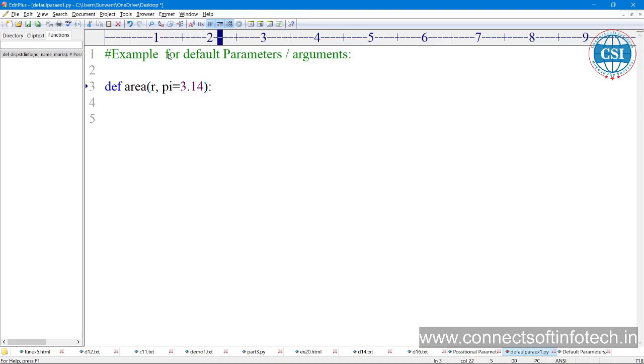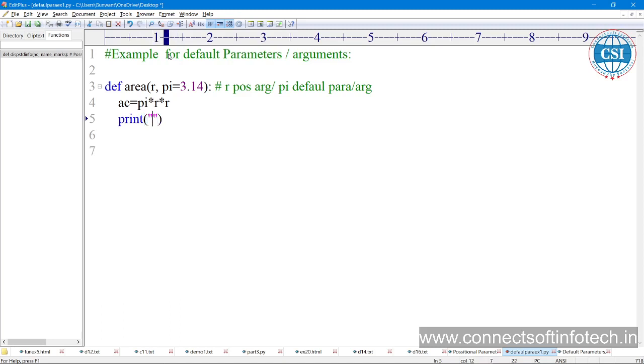Which type of argument is this? R is a positional argument. And pi is what? A default argument. So here we can take a variable, area of circle, is equal to some calculation you can do now: pi r square, pi into r.